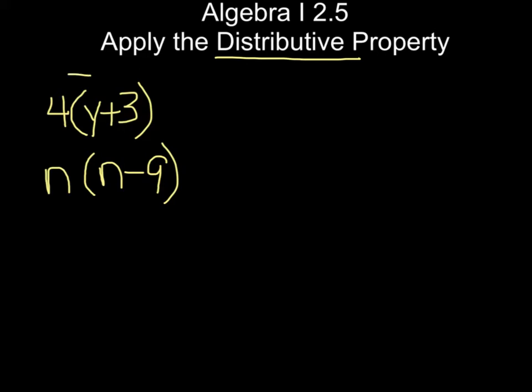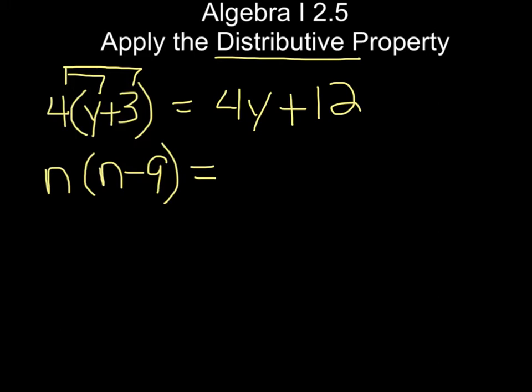We're going to distribute the 4 to the y, and then we are going to distribute the 4 to the 3. So that means we're multiplying that 4 by it. So 4 times y is 4y. Then you have plus 4 times 3 is 12. So 4 times the quantity of y plus 3 is equivalent to 4y plus 12. Let's try again. Let's look at another one.